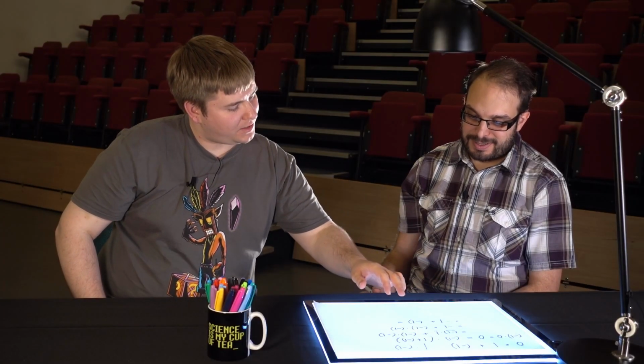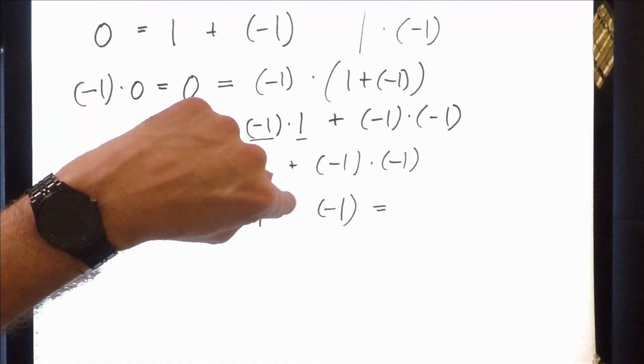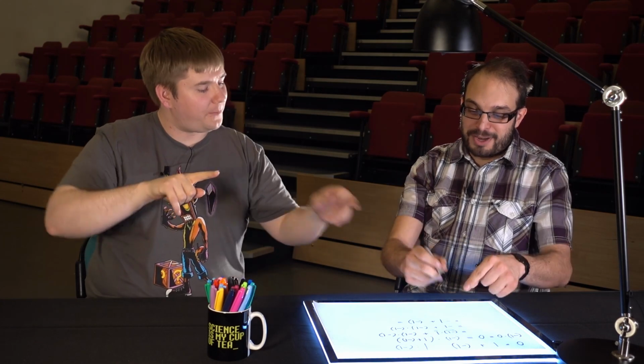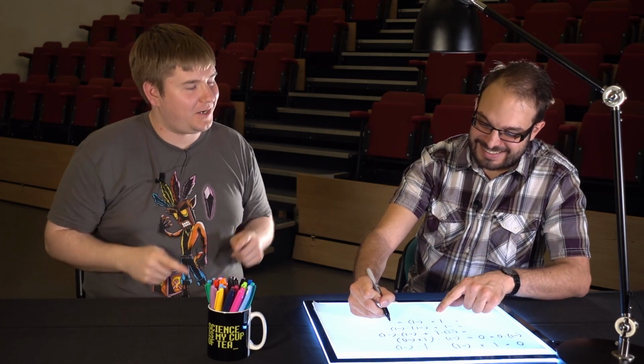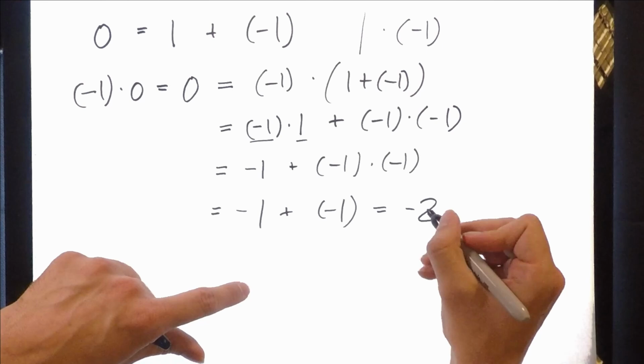Minus 1 plus... So why is there brackets on this? We're adding a minus 1. I didn't want the plus and the minus symbol to touch. Okay, so makes sense. It's just for aesthetics. So minus 1 plus minus 1. Minus 2? I'll help you. Minus 2. Okay. Minus 2.